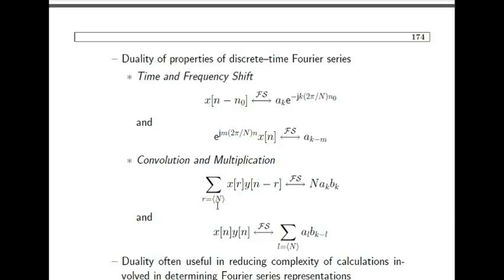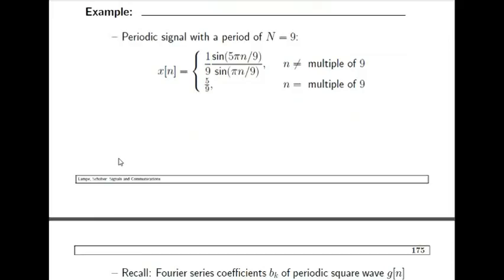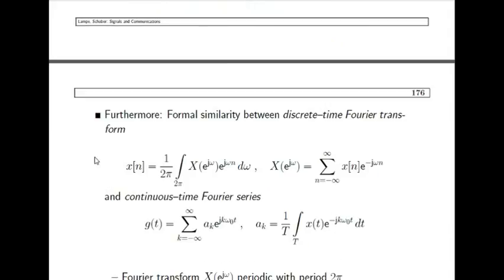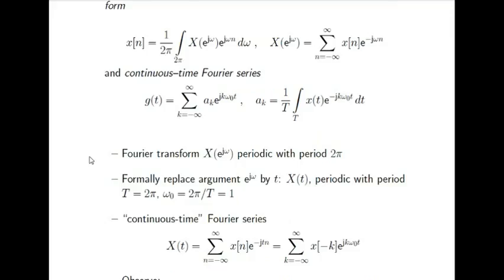For the summation over r over a period N of x of r into y of n minus r, which is a periodic convolution of x and y, its Fourier series representation will be capital N into a k and b k, where a k and b k are the respective Fourier series representations of x and y. And if I multiply two signals x of n and y of n, their Fourier series representation will be the periodic convolution of a k and b k over period N. There is an example which you need to do by yourself to find the similarities with the properties which I have told you.